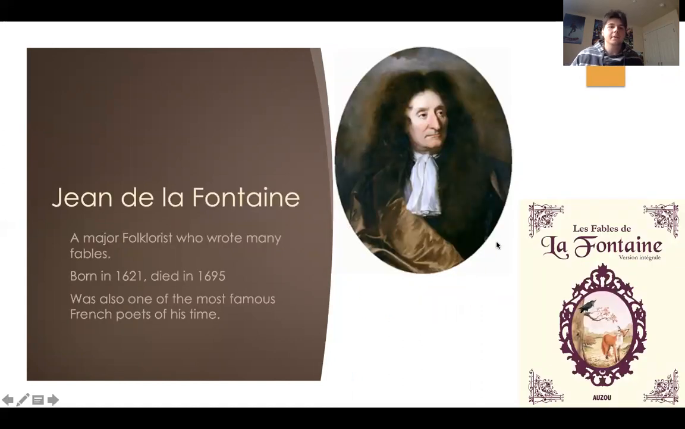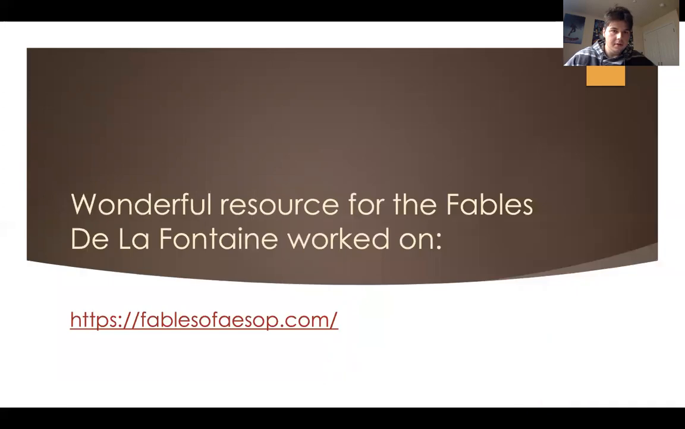So the first writer we're going to talk about is Jean de La Fontaine. He was a major folklorist who wrote many fables. He was born in 1621 and died in 1695. As I have written there, he is one of the most famous French poets of his time. First, here's a wonderful resource for the fables of La Fontaine, which I will show you later, but I just wanted to put it in the presentation so you could see the link in case you couldn't access it a different way.